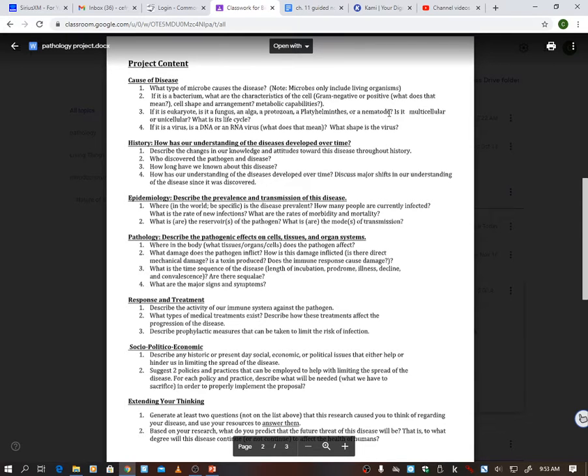Platyhelminthes is a nematode, so these are roundworms. This is a flatworm here. Just let us know, what is it? Is it multicellular or unicellular? And what's its life cycle?